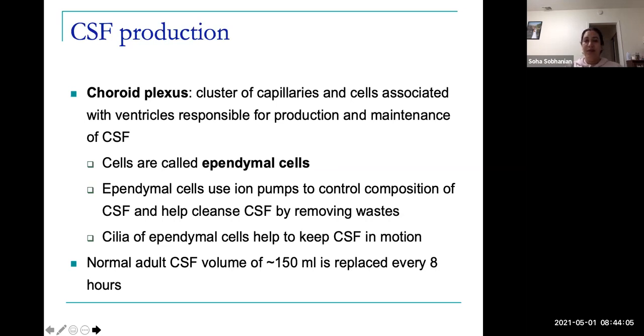So where does this CSF come from? Where does this fluid come from? First of all, this fluid that we're talking about is a very small amount of fluid. It's about 150 milliliters, which is a little bit less than one of the small water bottles that you have. A lot of people think it's this giant watery smushy thing around your brain. No, it's not. It's a relatively small amount of fluid. And the really cool fact is that it actually gets replaced every 8 hours.